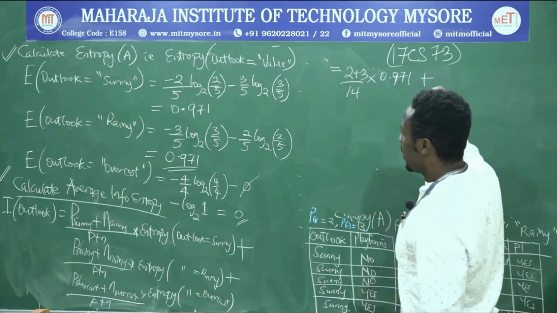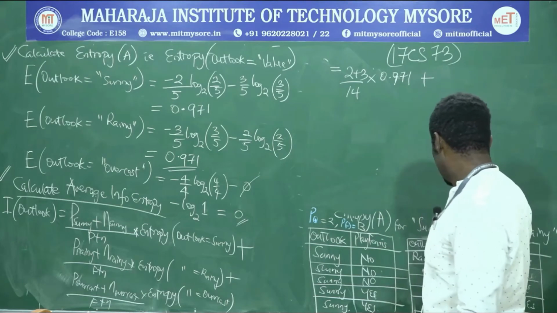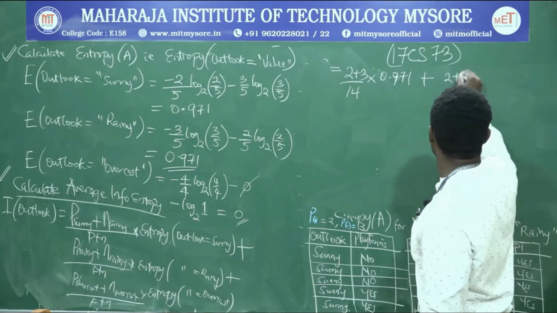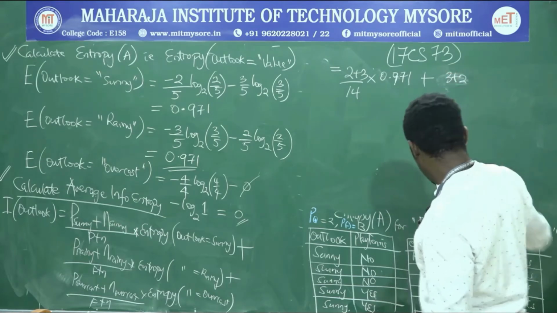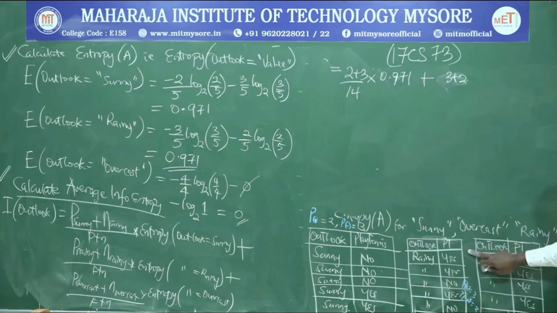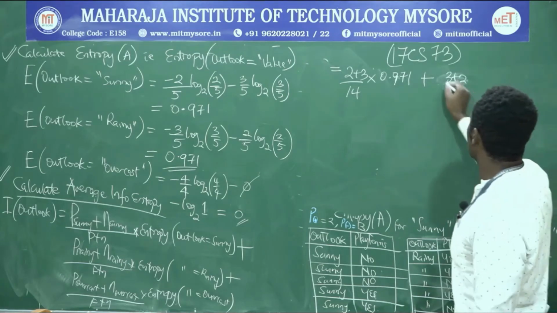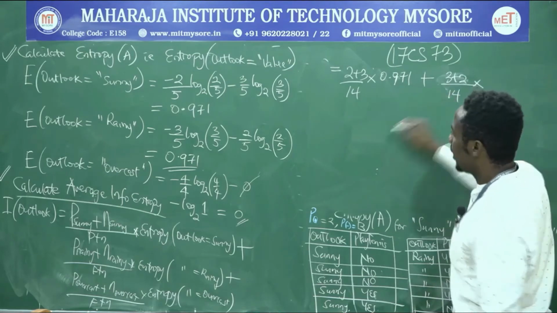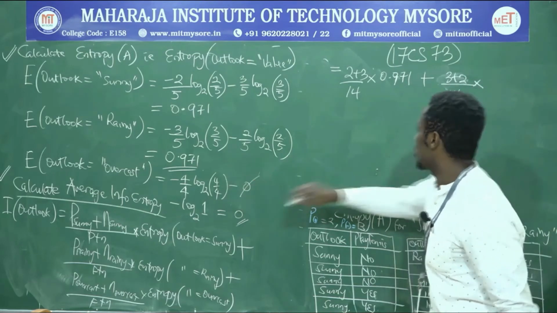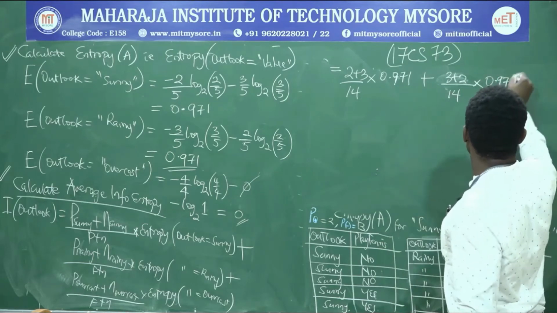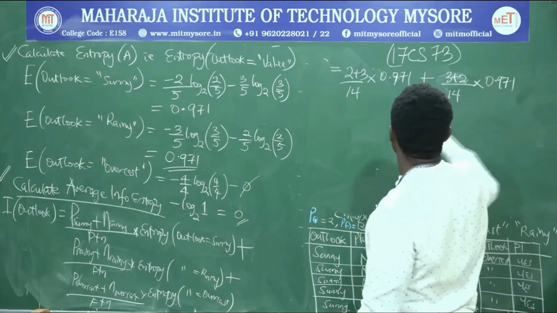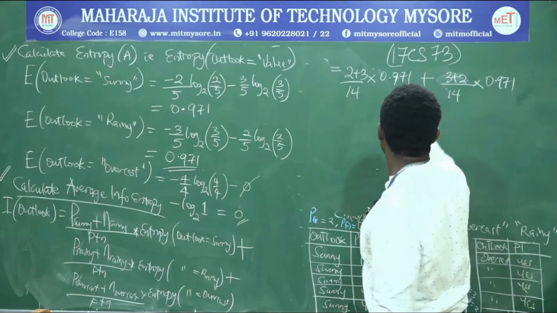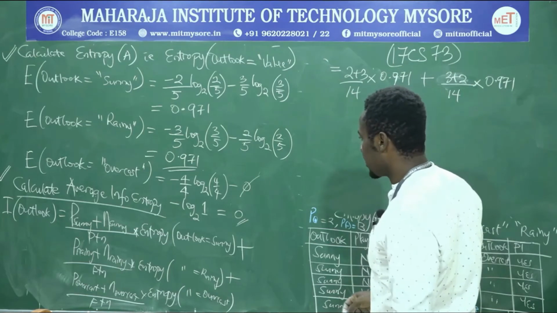0.971 plus, so we get to this now, rainy, which is again 2 plus 3, 3 plus 2, rainy. 3 plus 2, please remember, positive samples here were 3, negative 2, okay? So 3 plus 2 upon 14 into, again, go back, rainy, 0.971. Okay, so I'm not going to go beyond this because you won't see the board, right? So, again, plus the last one for outlook, right?